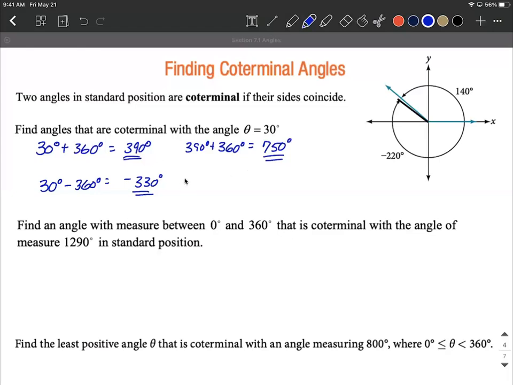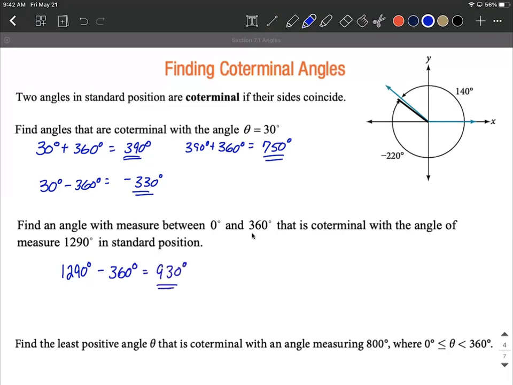All right, so on our next example, we are assigned to find some angle between 0 and 360 degrees, so basically the first time around the circle, that's coterminal with 1290 degrees in standard position. So 1290 degrees, as we take a look at that, is too large. It doesn't fit between 0 and 360. So because it's too large, our goal is to find a smaller coterminal angle. So we're going to subtract 360 degrees away. When doing this, we get 930 degrees.